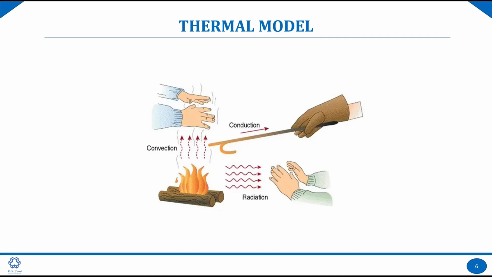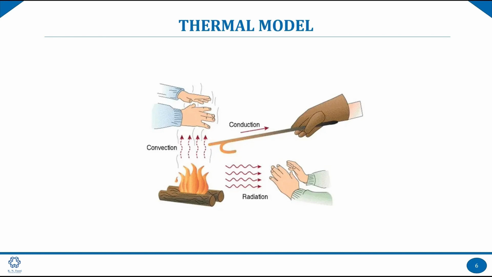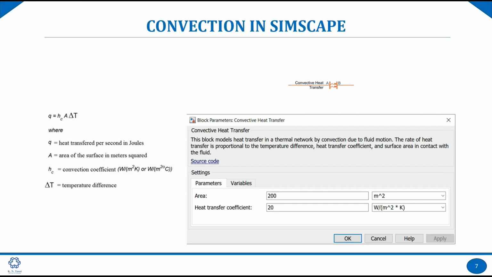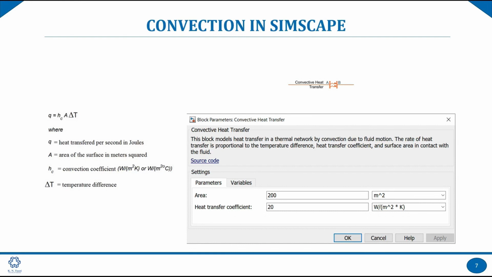The heat is transferred via convection, conduction, and radiation. In this project, we just consider conduction and convection because most of the heat is transferred via these. For using convection in SimScape, you can choose the convection heat transfer block. On the left side, you can see the convection equation. For using this block, you just determine the area and heat transfer coefficient. This block measures the temperature difference by itself.